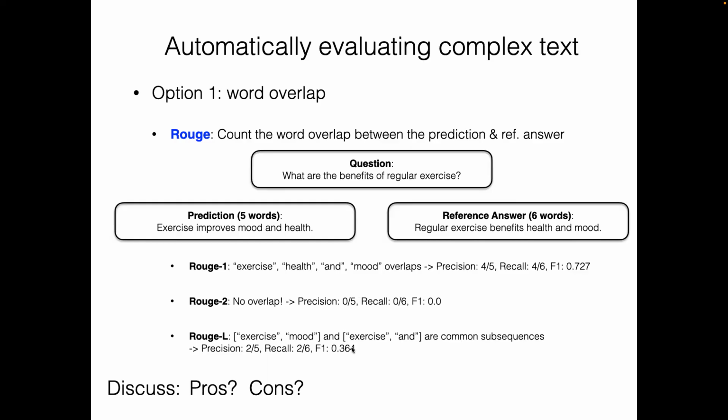Okay, so this was widely used for a long time, especially in summarization. I'll say the pro is you can automatically run this, right? And counting these words is very, very fast. But what are some downsides to using this metric?